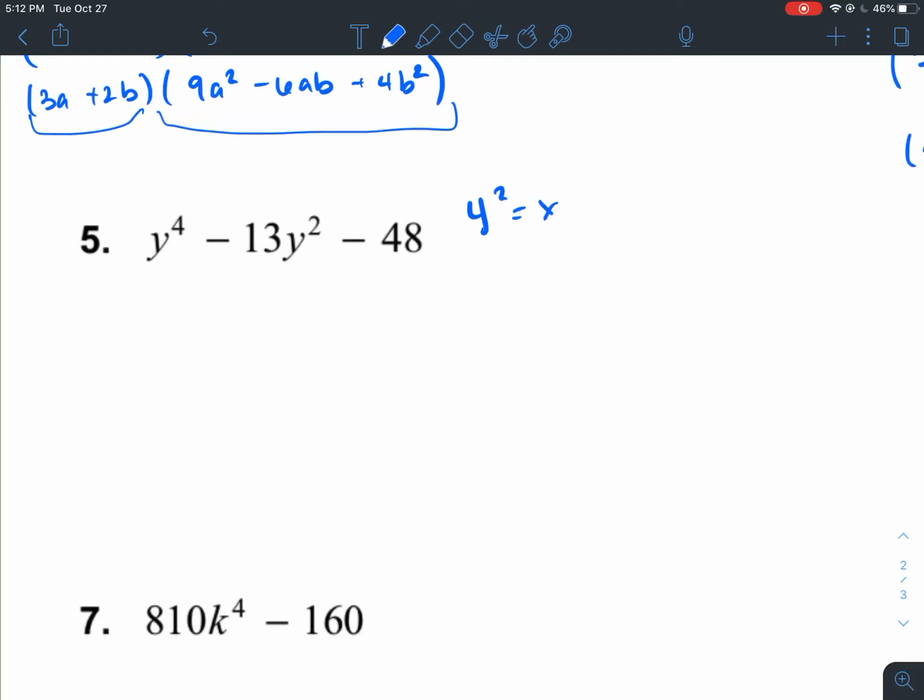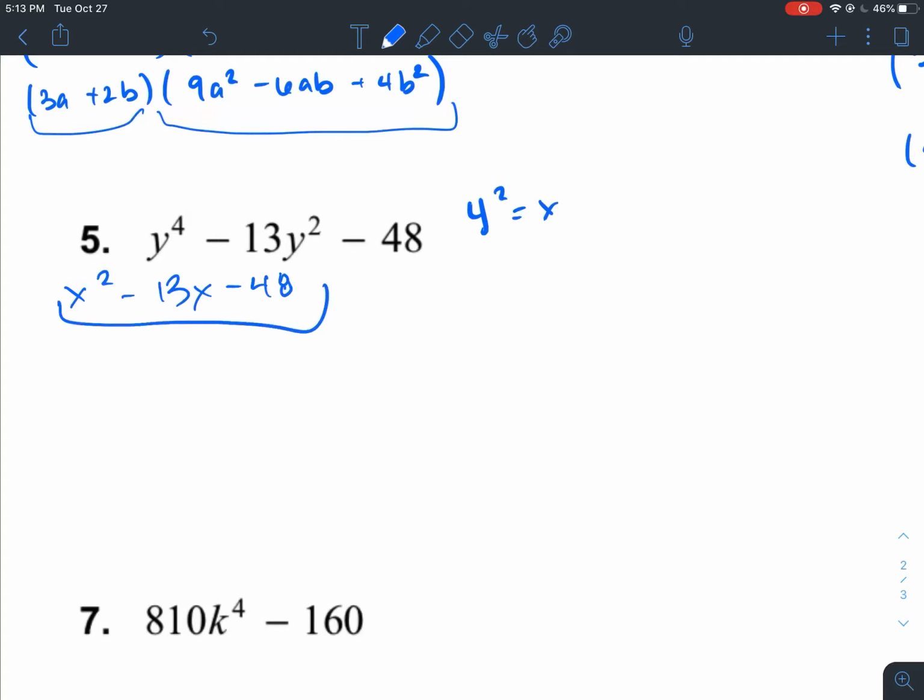When I do that, I can change my equation a little bit. If y squared is equal to x, then y to the 4th is equal to x squared. So I'll write that as x squared minus 13, and we said we're making a substitution, y squared is equal to x, so 13x minus 48. Okay? Now, we know how to factor this.